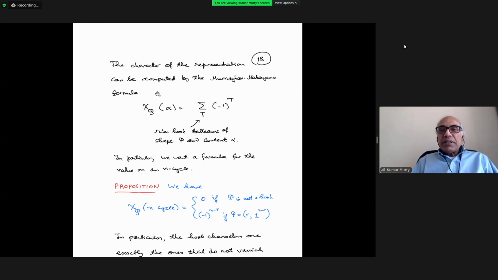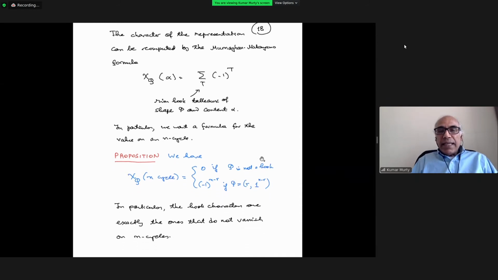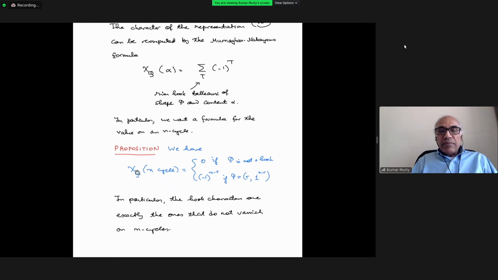The character of the representation can be computed by the so-called Murnaghan-Nakayama formula, and it's given like this. Firstly, the interesting thing: the characters of the symmetric group take only the values 0 and plus minus 1, and so. Sorry, that's not true. No, that's not quite true. But anyway, they're rational valued, they're integer valued. And what you have is a sum of plus or minus 1s going over certain tableaux. But for us, if we're looking at n cycles, the Murnaghan-Nakayama formula simplifies to be the following.